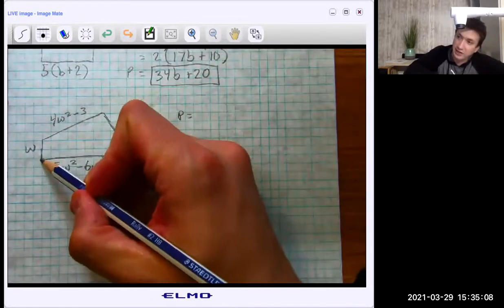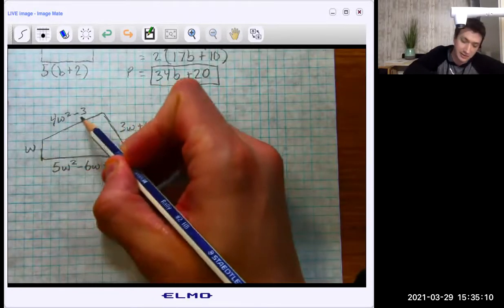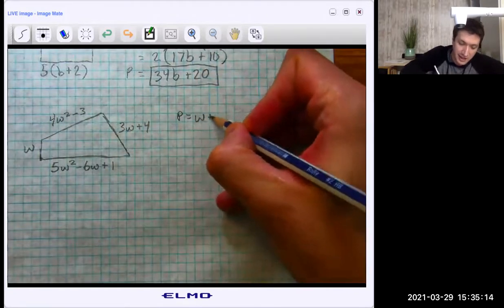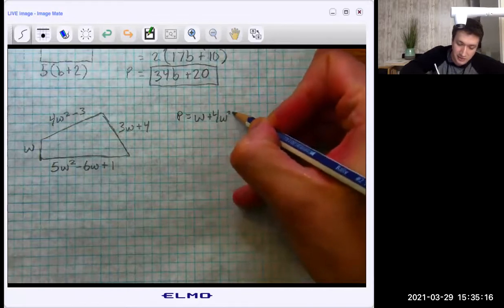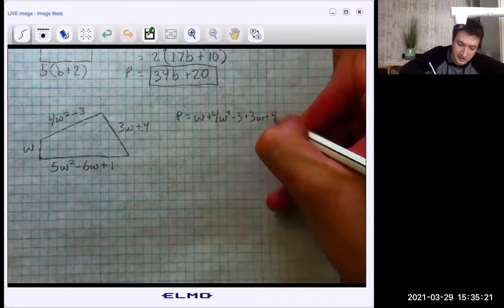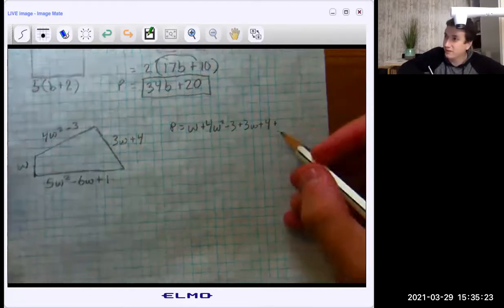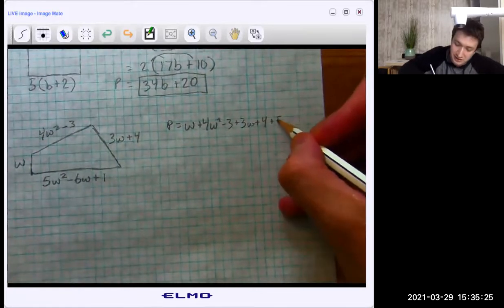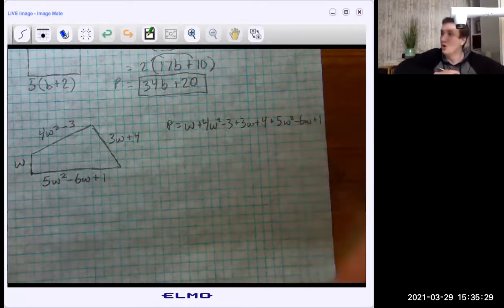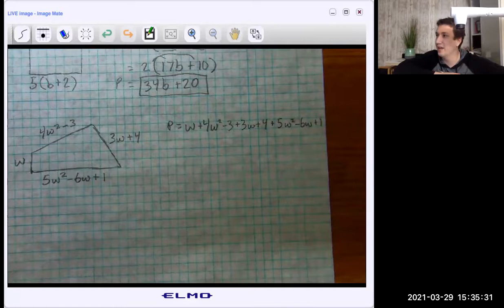And what I'll do is I'll just start here, and I'm going to work my way around clockwise. So I'm going to take W, I'm going to add 4W squared minus 3. I'm going to add 3W plus 4. And then I'm going to squeeze in here 5W squared minus 6W plus 1. Whew, lots of things to add together now.